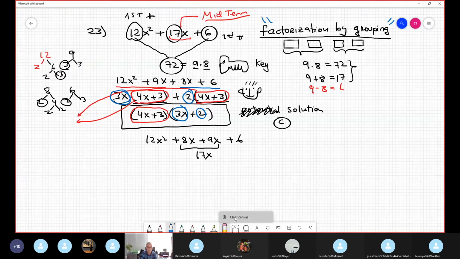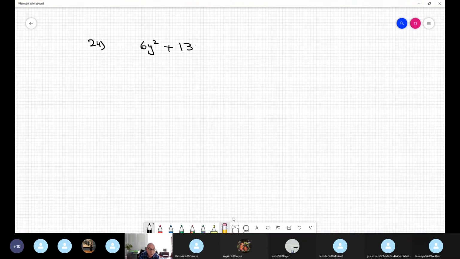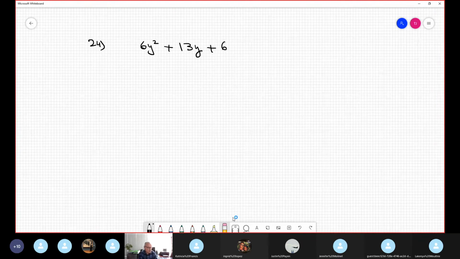Okay, super. Let's go to problem 24. Problem 24 is 6y squared plus 13y plus 6. Immediately I identify that we are in front of a complicated trinomial, because we have a coefficient here that is not 1. See, when this coefficient is 1, it's regular, it's easy. Not necessarily doing it this long way, we are doing it in one shot. But in this case, no.